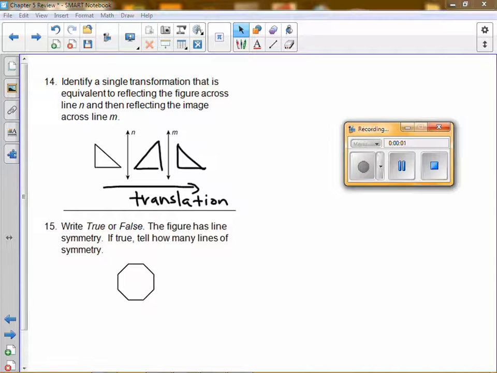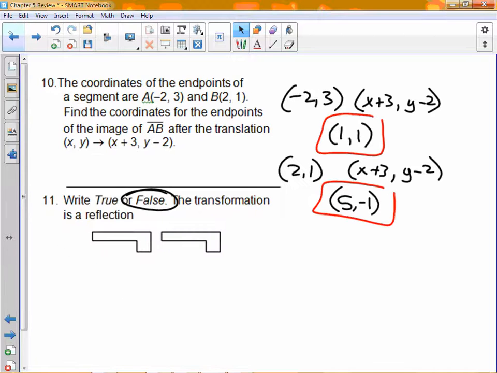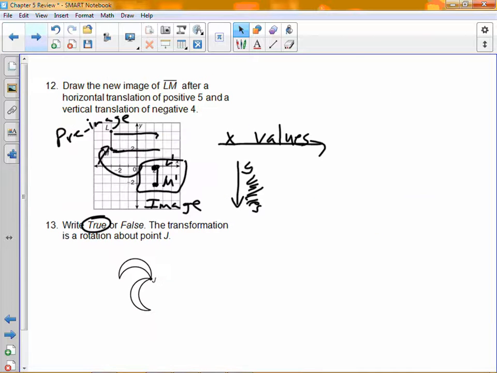Yeah. 11 was false. That's a translation. Excuse me. Hold on.